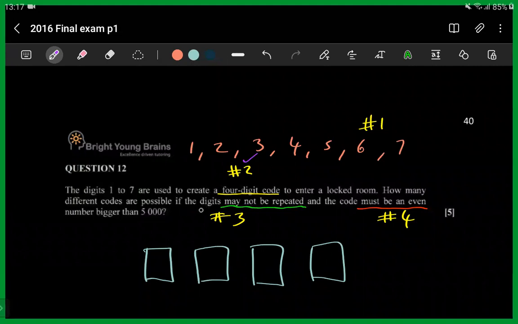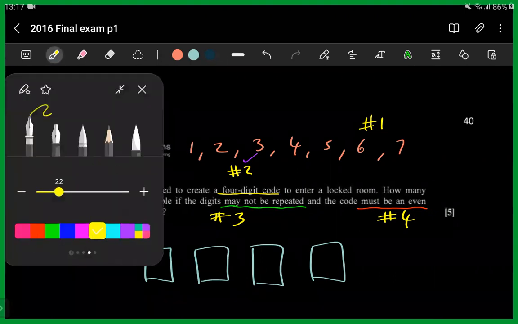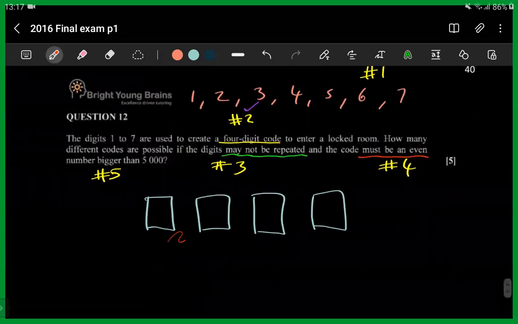Now, they said here, how many codes are possible if you cannot repeat and your code must be an even number that is bigger than 5,000. So we actually have 5 restrictions. The number has to be bigger than 5,000. So it being even is not good enough. It has to be even and it must be bigger than 5,000. So what you do is you want to satisfy the restrictions that are the most stringent, the most strict ones. Like for example, it being 4 digits, that's the most strict one.